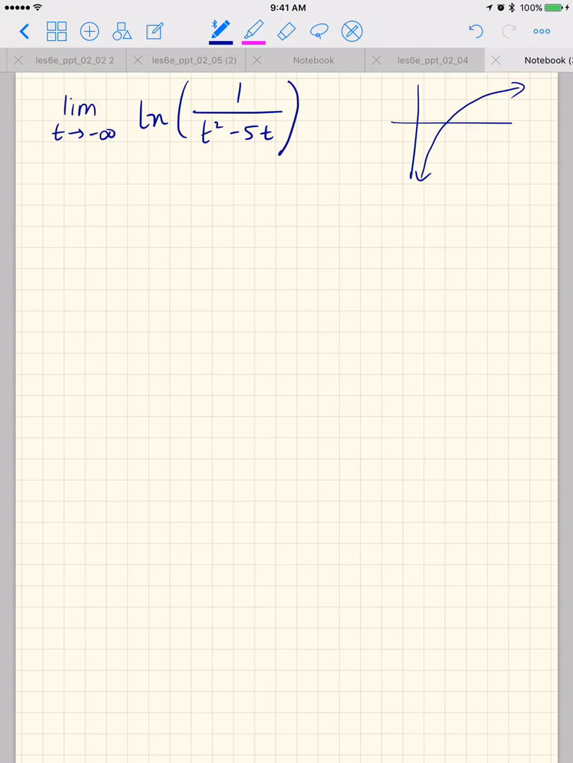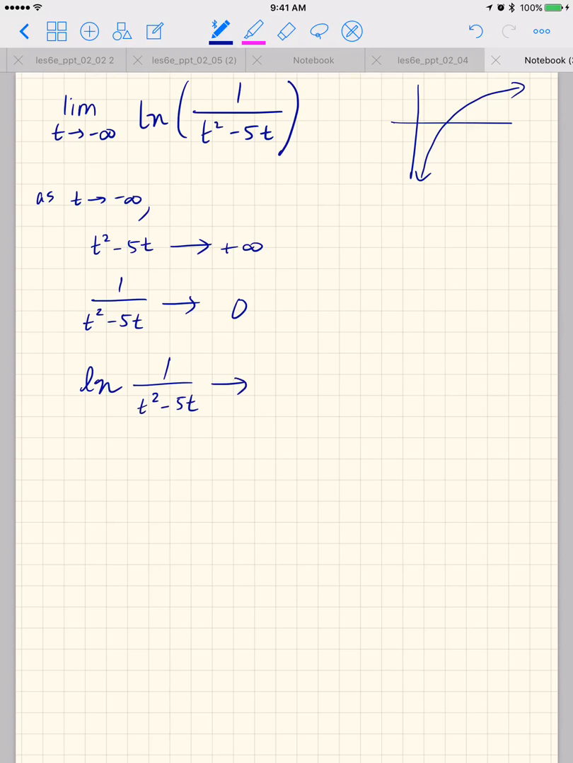Okay. Now, as t goes to negative infinity, t squared minus 5t is going to go to plus infinity. So that means the reciprocal, which is 1 over t squared minus 5t, is going to go to 0. But it's always going to be a positive number. Okay? So the natural log of 1 over t squared minus 5t is going to be approaching negative infinity. Now, the reason why we have to emphasize that this is a positive number is because if this were a negative number, then we couldn't take the natural log of it. It's not in our domain.